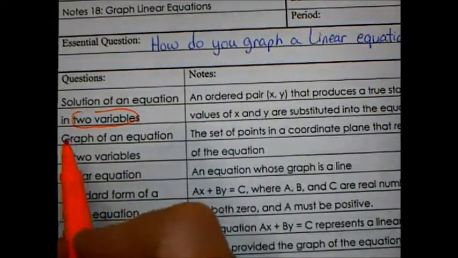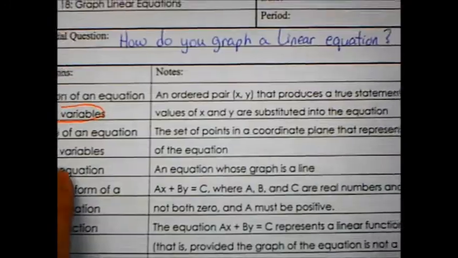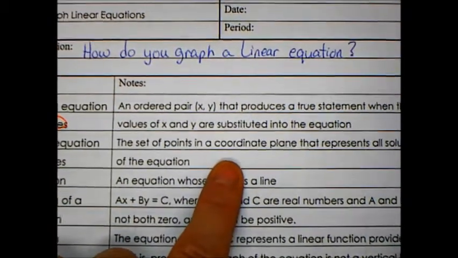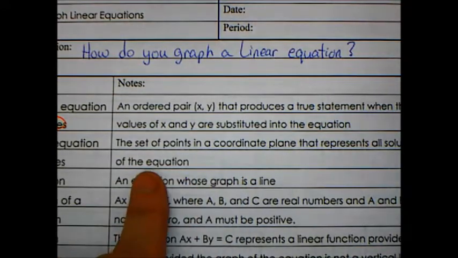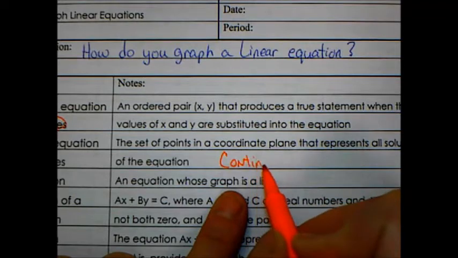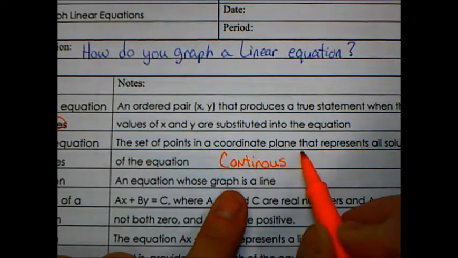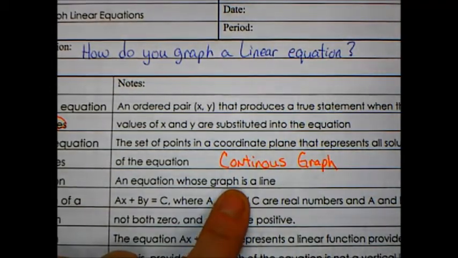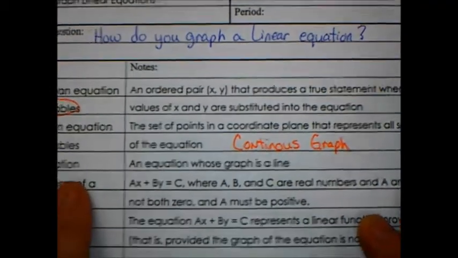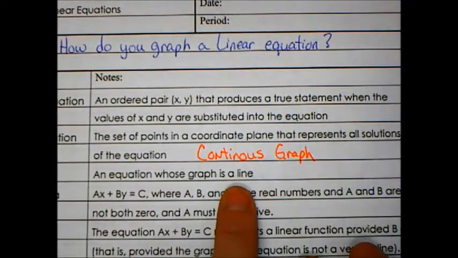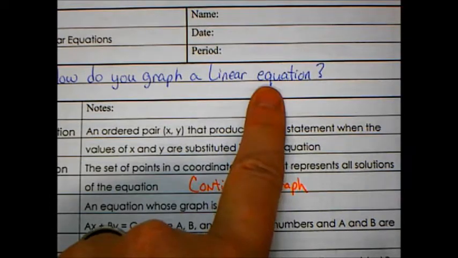The second vocabulary word says graph of an equation with two variables is going to be the set of all points on the coordinate plane that represents all of the solutions. So this is where it's going to be a continuous graph, is we get to pick whatever points we want to put in there. It'll be a continuous graph when you get to pick them and you draw your line. Say a linear equation is equations whose graph is a line, and that's why these have changed to continuous with the linear equation.